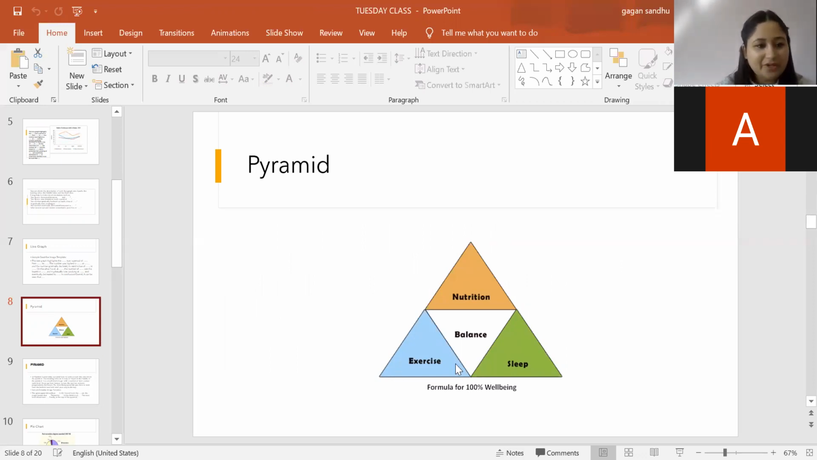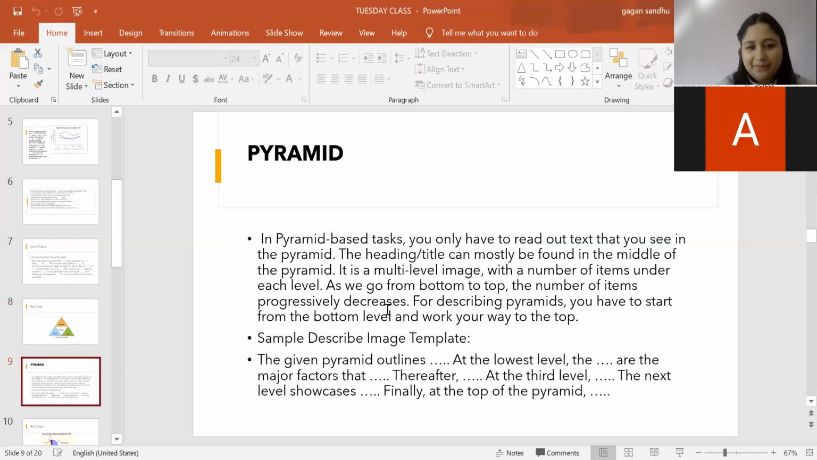Okay, let me show you the template for the pyramid. So the template for the pyramid is here. You see the given pyramid outlines at the lowest level. So before that, just those 3 lines, you are fixing it up there so that you are not running out of time, or it's not that you are finishing too early, right?